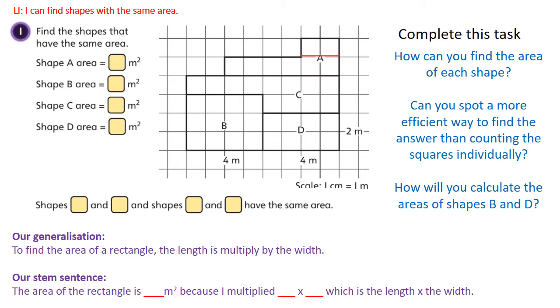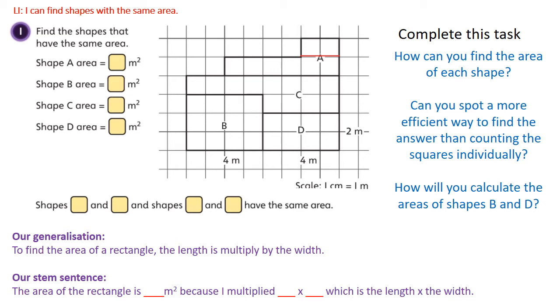B, you can do B because remember, to find the area of a rectangle, we do the length times the width. So the length is 4 and the width, we can count the squares for that. That's going to be 3. So 4 times 3. D is also easy. The length is 4, the width is 2. Times them together and that will give you the area.